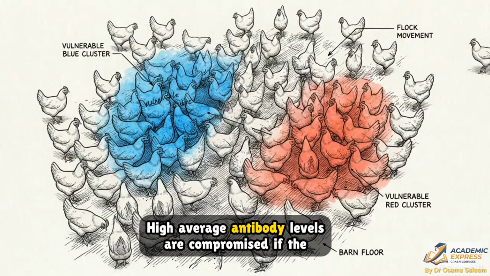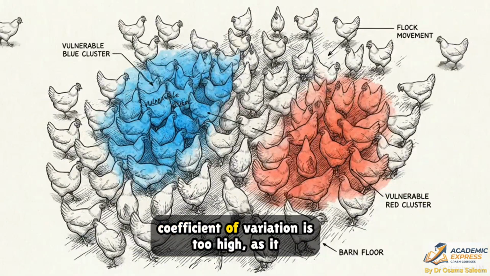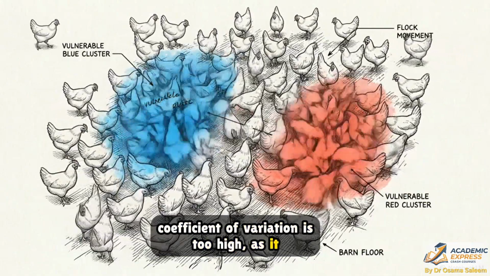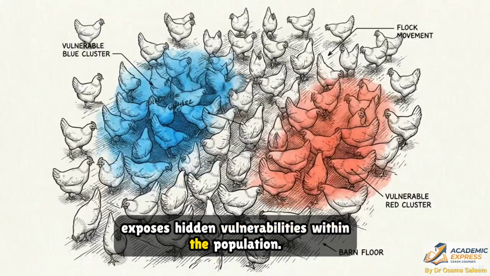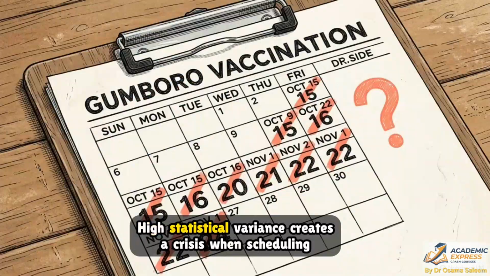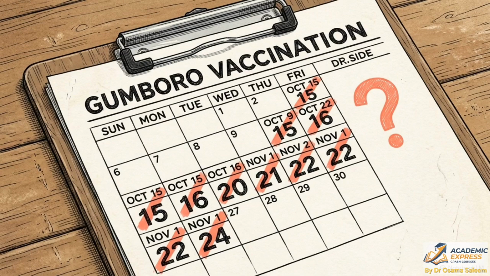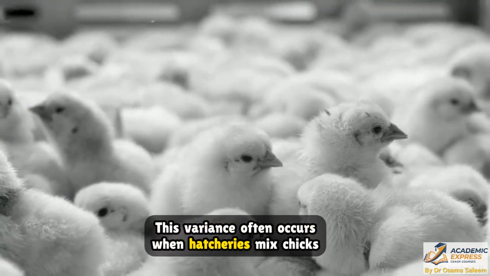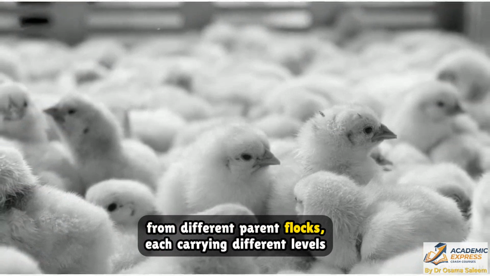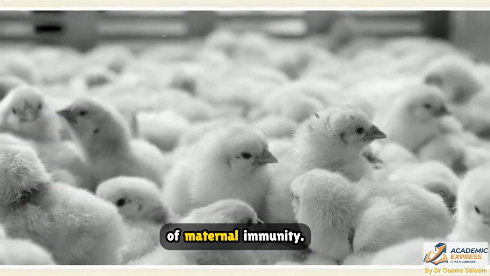High average antibody levels are compromised if the coefficient of variation is too high, as it exposes hidden vulnerabilities within the population. High statistical variance creates a crisis when scheduling a live vaccination for infectious bursal disease, or gumboro. This variance often occurs when hatcheries mix chicks from different parent flocks, each carrying different levels of maternal immunity.